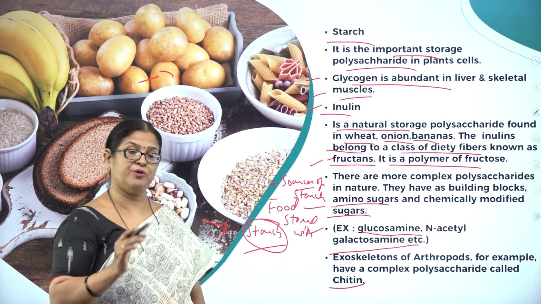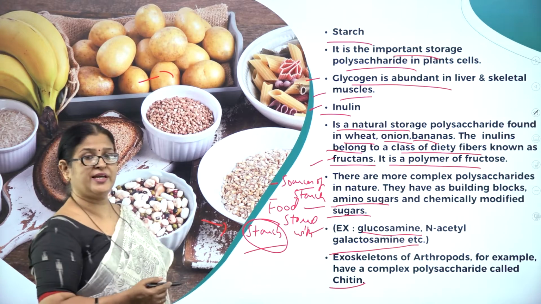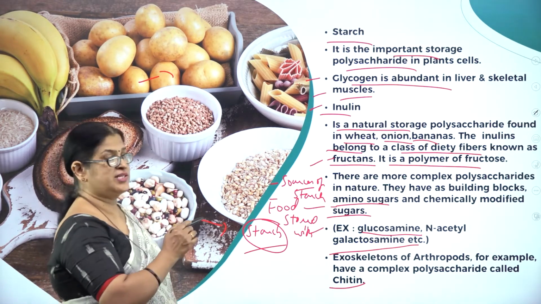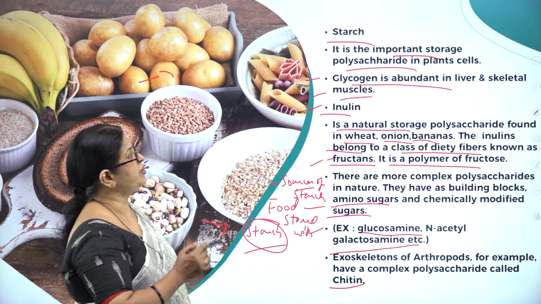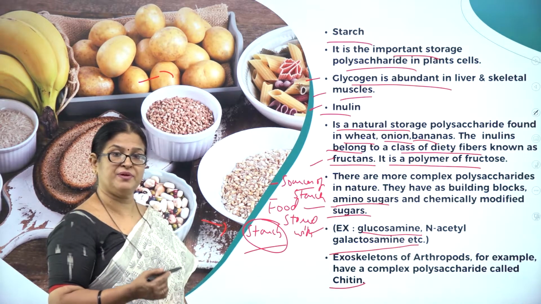It is because of their protective exoskeleton, which is made up of chitin. So what are the other examples for polysaccharides? One is starch. Starch, as we know, is a very important storage polysaccharide in plants, and the prepared food of plants is nothing but starch.